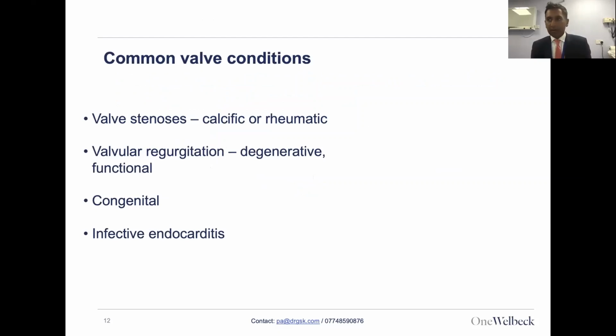I'm going to very quickly move on to valve conditions before I run out of time. The commonest valve conditions that we think about are valve stenoses or valvular regurgitation. Valve stenoses, especially in the UK, tend to be either calcific or perhaps less likely rheumatic. Valvular regurgitation tends to be degenerative or functional. And then, of course, you've got your congenital valve conditions like bicuspid aortic valve, and then you've got infective endocarditis. So that's really a broad brush of your different valve categories.